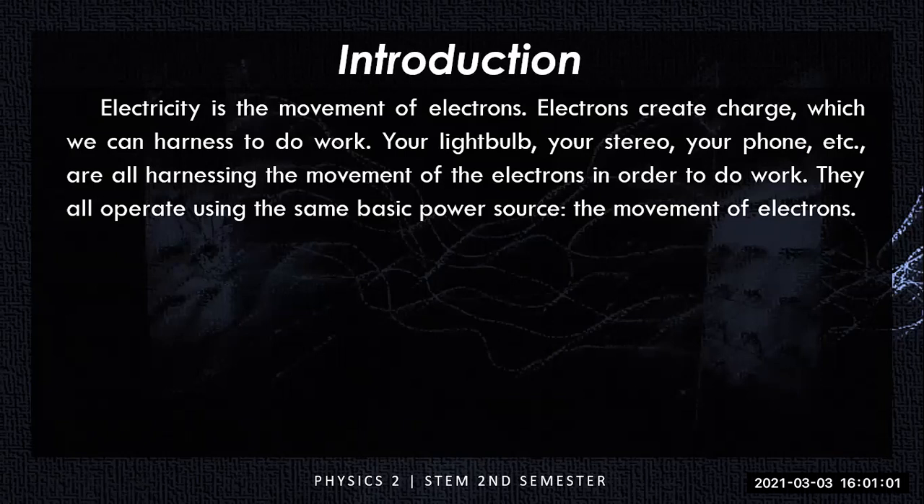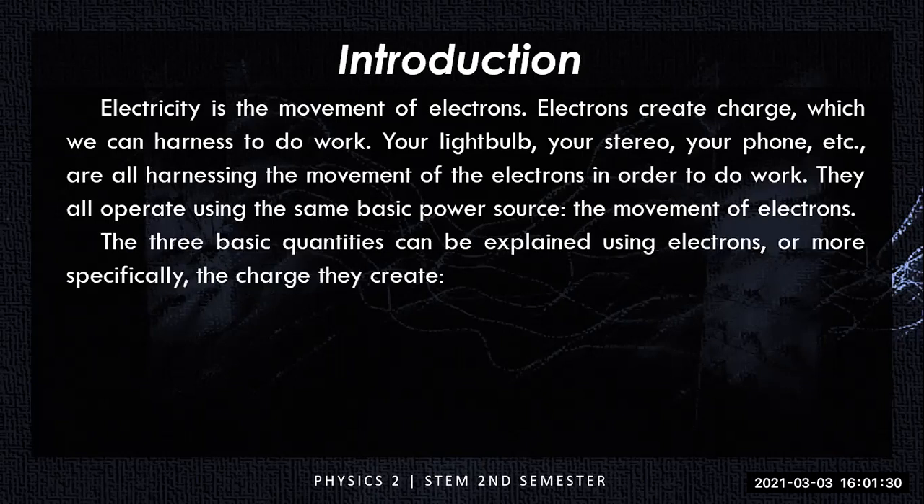So let's start first with how electricity is defined. We define electricity as the movement of electrons. When there's a movement of electrons, we create charge. We can harness electricity to perform work. For example, your light bulb, your stereo, your phone, these are all devices that harness electricity to perform work. And when there's a movement of electrons, there's electricity.